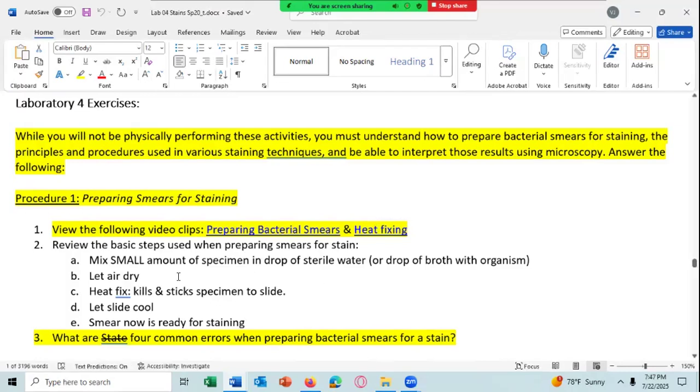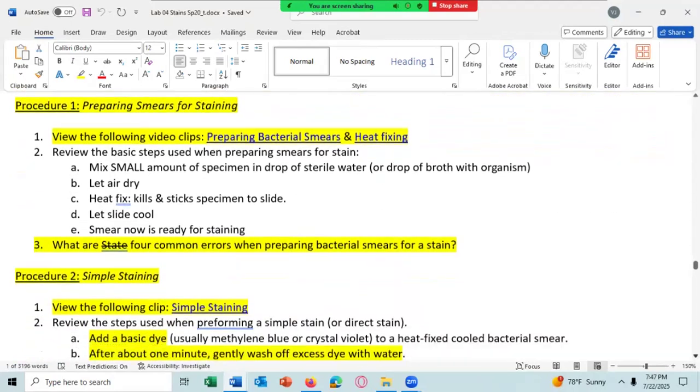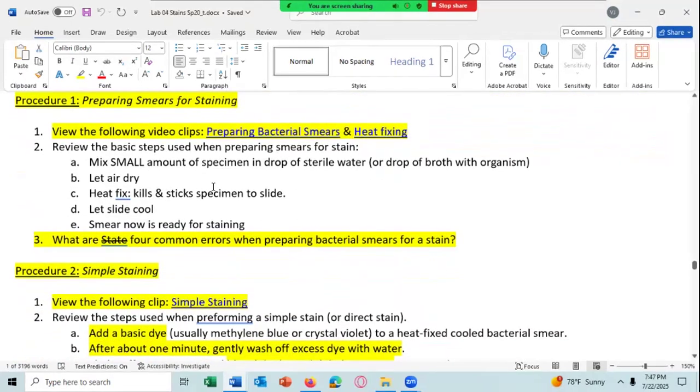And this is the procedure for making a thin bacteria smear. You should only use a little bit of cells so you have a thin single layer of cells in your bacterial smear. And the first question for procedure 1 is number 3. What are 4 common errors when preparing a bacterial smear for a stain? So that's your first question. I've got them all with a question mark.